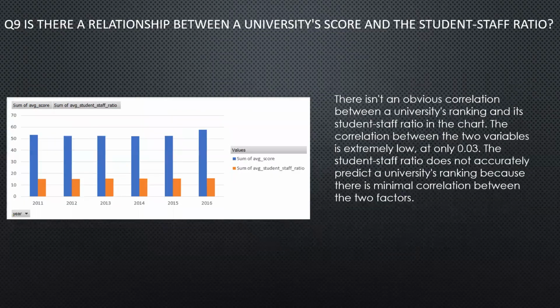So moving to the next one: is there a relationship between a university score and the student staff ratio? The chart and table, which is not present here, but was there, do not clearly show a connection between the university score and its student staff ratio. There is only a 0.03 correlation coefficient, which is a very low value for the two variables. So the score of a university cannot be predicted by the student staff ratio because there is very little link between the two variables.